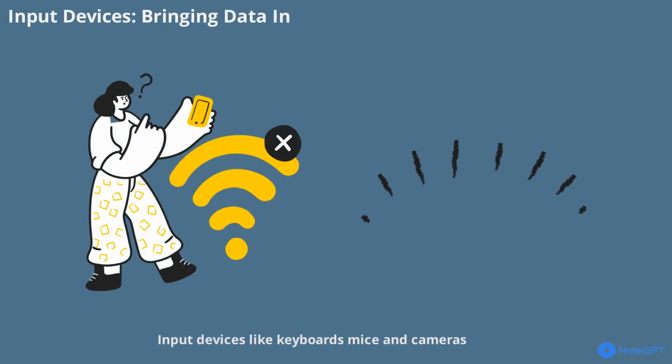Input devices like keyboards, mice, and cameras are how you interact with your computer. They bring information into the system, allowing you to control apps, enter data, and communicate with others. Without input devices, your computer wouldn't know what you want it to do.